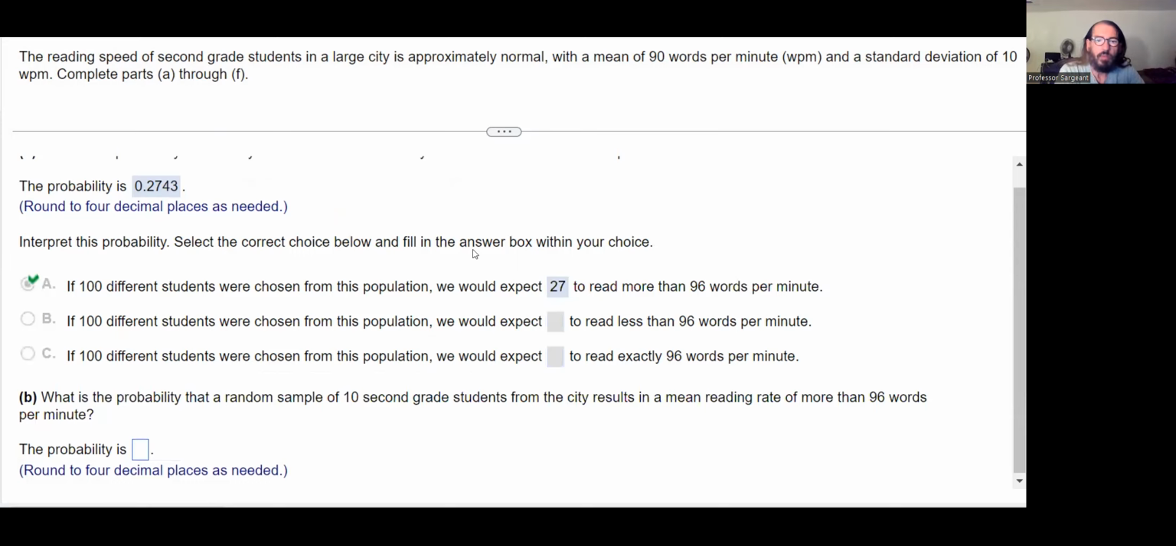What is the probability that a random sample of 10 second grade students from the city results in a mean reading rate of more than 96 words per minute? We're talking about X bar now. In the first question, we were talking about the individual scores within the population. Now we are talking about the sampling distribution of X bar.